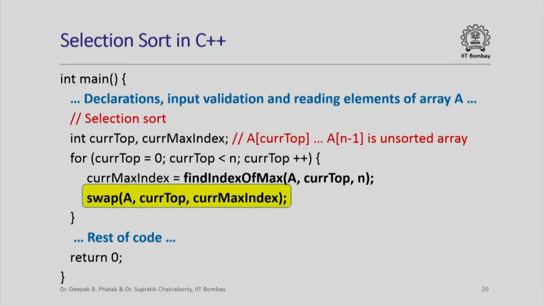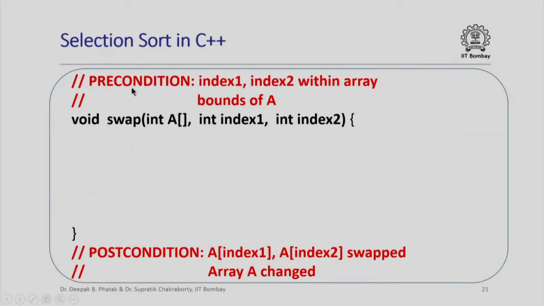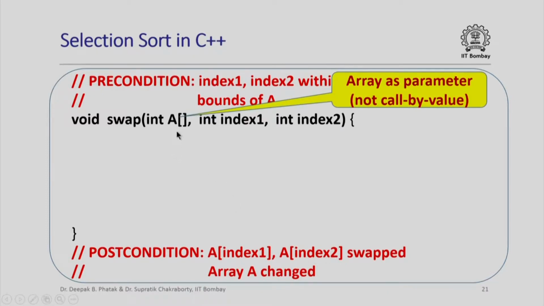How would the function swap look like? Once again, this would be the precondition that index 1 and index 2, the two indices I am passing to swap, are within the array bounds of A, and the post condition is that A index 1 and A index 2 should be swapped, and of course this changes the array. Once again note that I am passing an array as a parameter. I have put these two square brackets, so this is not call by value. Within this function, when I refer to A, I am referring to exactly the same array as the caller function used when calling the function swap.